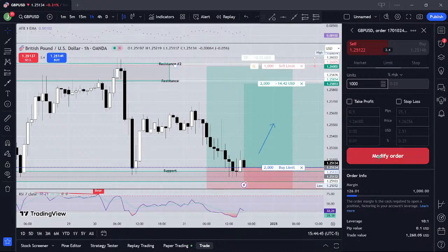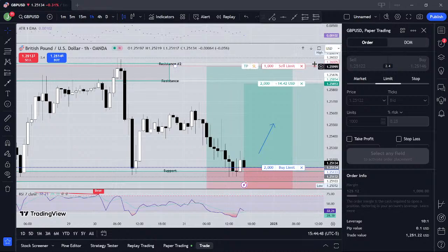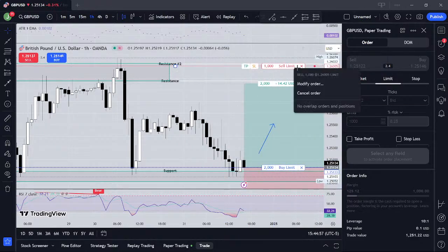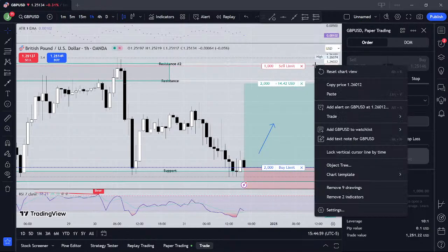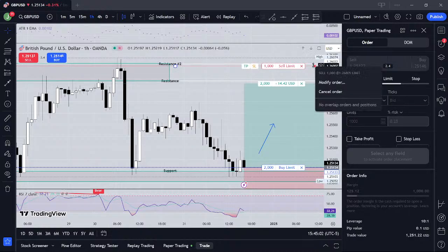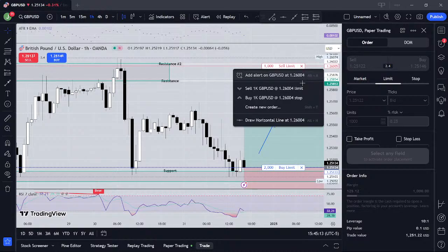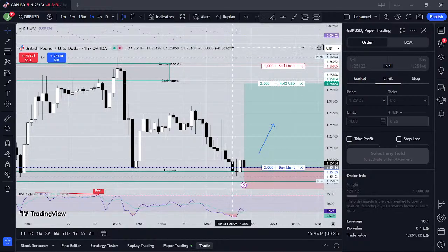I'm not gonna take profit, but I'm gonna add an alert at that specific time. So I'm gonna cancel something. I'm gonna add an alert, because apparently, if you don't have a take profit or stop loss, it's just gonna keep on going, and you might lose money. So, I don't want that to happen.